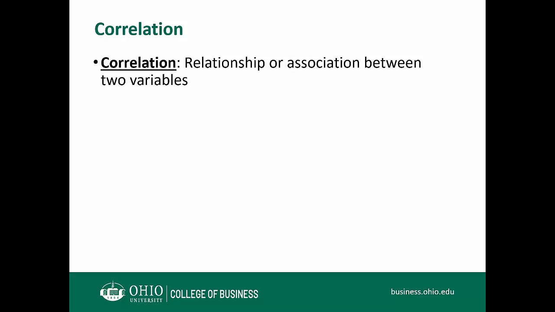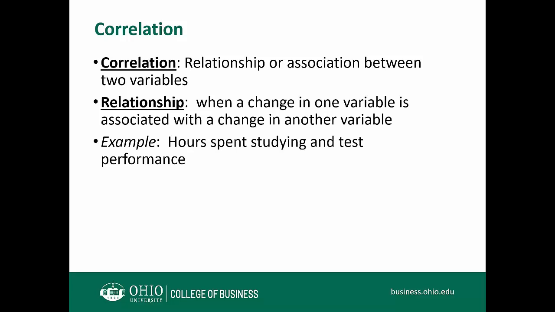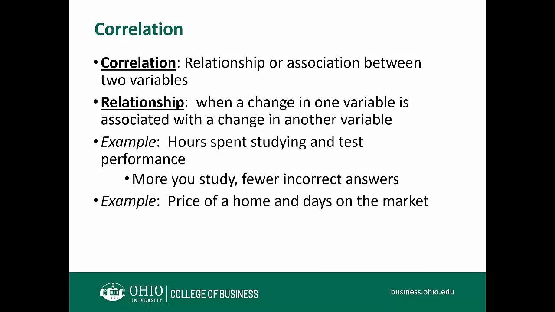Correlation is a relationship or association between two variables. What I mean by a relationship is when a change in one variable is associated with a change in another variable. For example, there's a relationship between hours spent studying and test performance. So a change in hours spent studying is associated with a change in test performance. Typically, the more people study, the fewer incorrect answers they have.